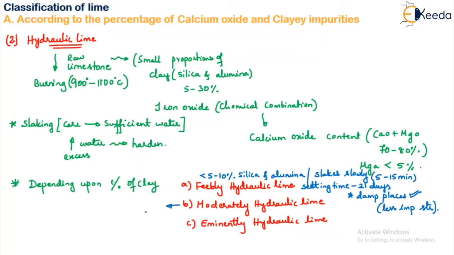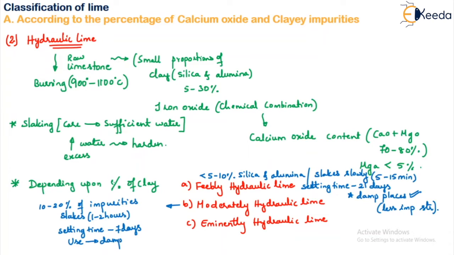Next is the moderately hydraulic lime. Now here 10 to 20% of impurities will be present in this particular type of lime. Here this will finish the slaking in 1 to 2 hours, and the setting time is around 7 days. And we can use this in damp place constructions. Okay.